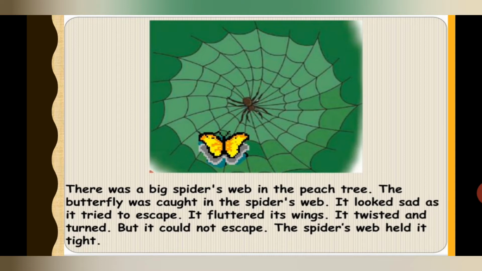And where did he see that butterfly? He saw the butterfly in a big spider's web. Okay, there was a big spider's web in the peach tree and that butterfly was stuck there. Okay, she tried to come out, she tried to twist her body, she tried to flap her wings. It means that she tried every inch to escape, but she could not escape at all. The spider's web held it tight. She was stuck there. Right? Now, poor butterfly.